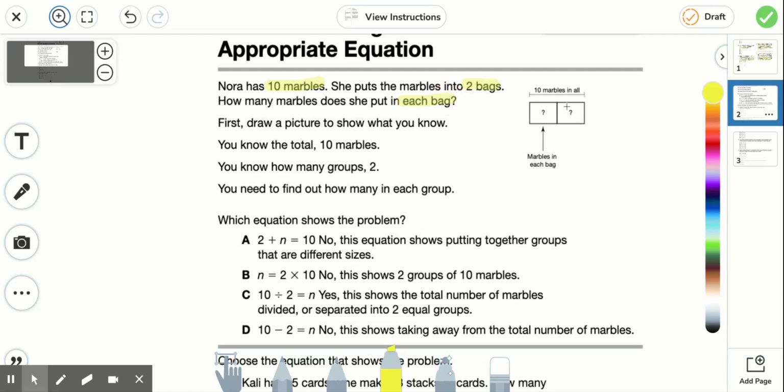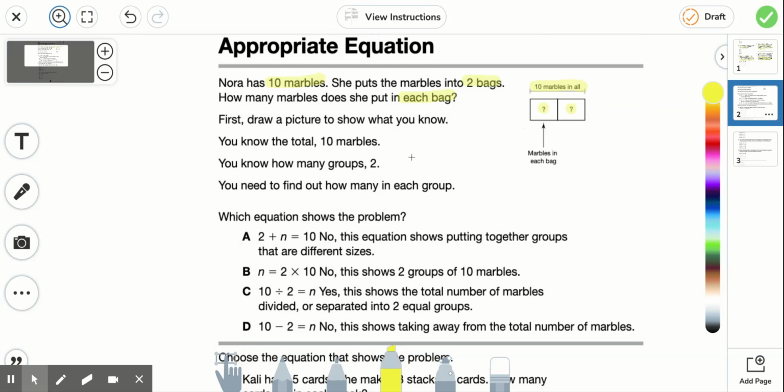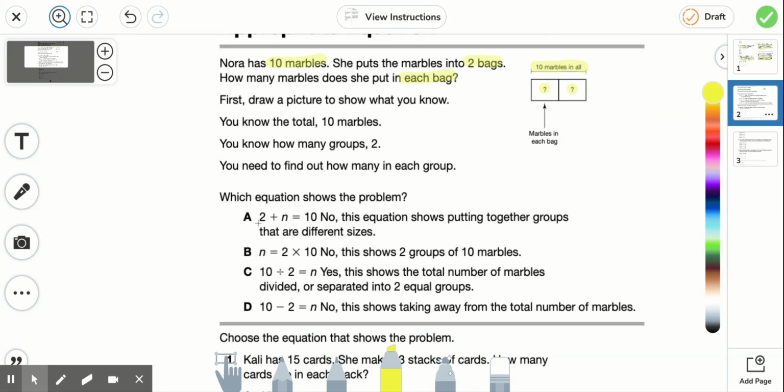So the first step they did is they drew a picture. They drew 10 marbles in all with 1, 2 equal groups. And then we need to figure out how many are in each group. Which equation shows the problem? First, they show 2 plus a number equals 10. No, this one shows putting groups together that are different sizes. These are the same size, so we know that it is not A.